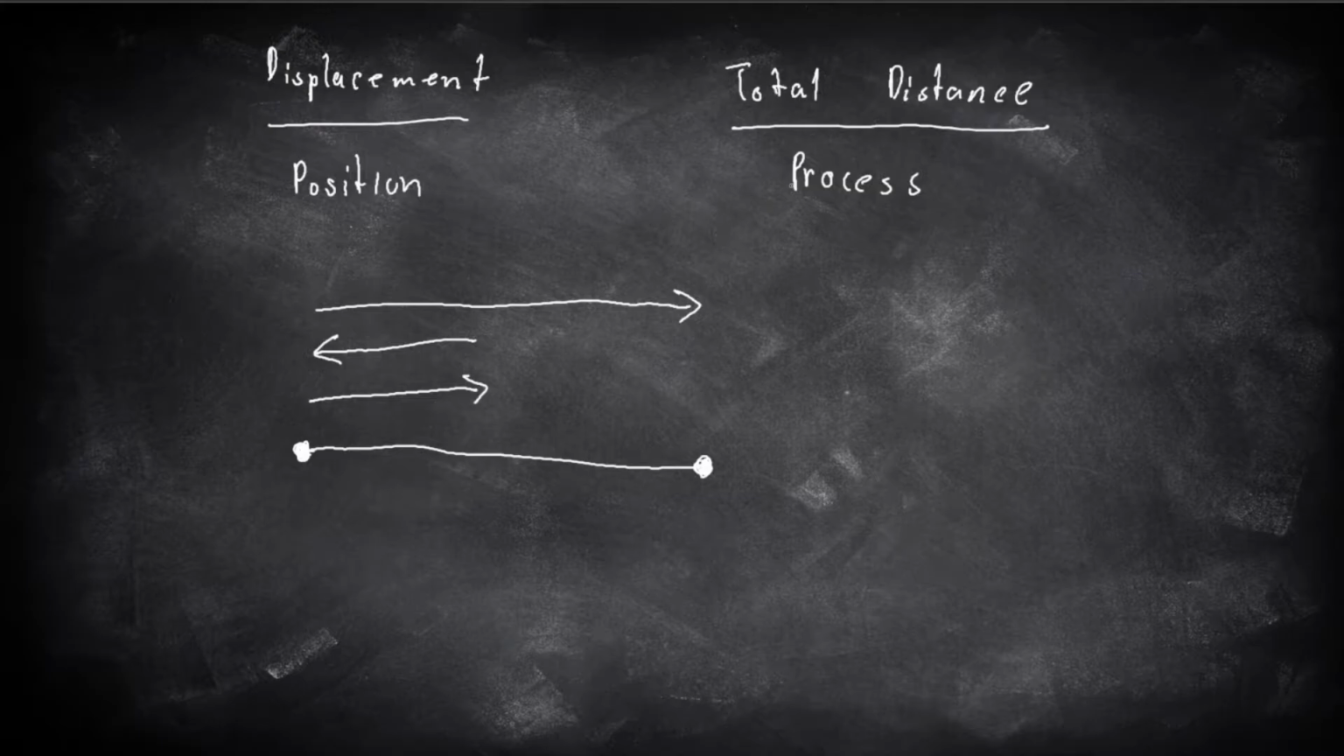Now, total distance cares about the process. So we went halfway to the right, halfway to the left, and the full way to the right. So half plus half is full, plus this full means twice the full. So that means the total distance in this case would be twice the amount of our displacement. And that's the difference between displacement and total distance.